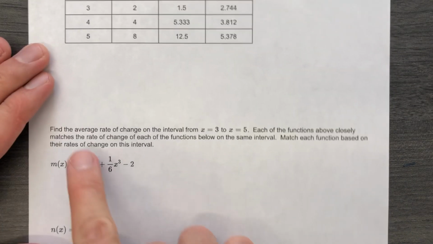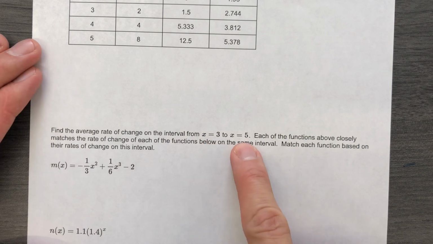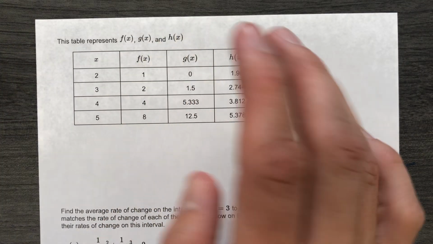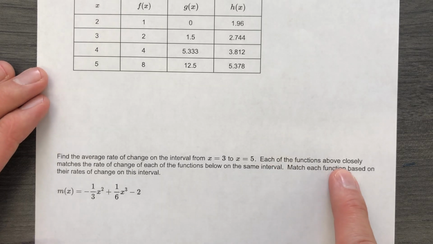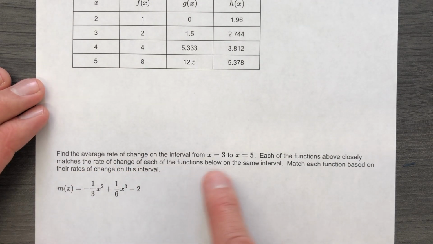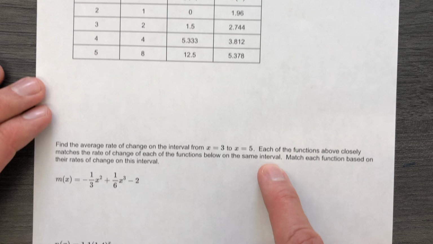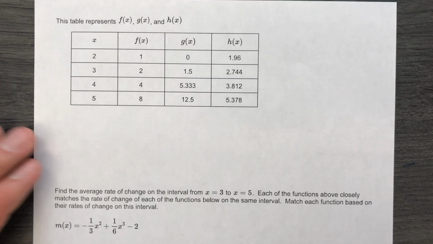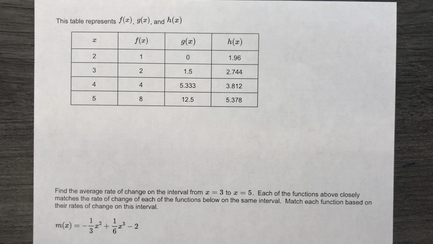Let's keep reading. Find the average rate of change on the interval from 3 to 5. We're going to do that for all three of them: for f, for g, and for h. Then each of the functions above closely matches, maybe not exactly, the rate of change of each of the functions below on the same interval. Match each function based on their rates of change on this interval. This is practice in just finding a rate of change. It's going to be really, really easy.